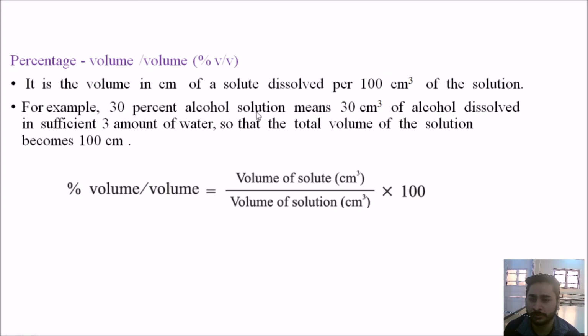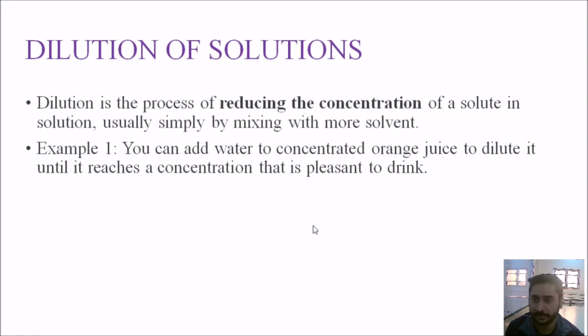30% alcohol solution, volume by volume, means that it has 30 centimeter cube of alcohol dissolved in 100 centimeter cube of solution. Okay, so I hope these things are clear.